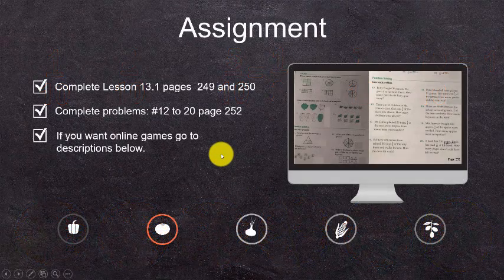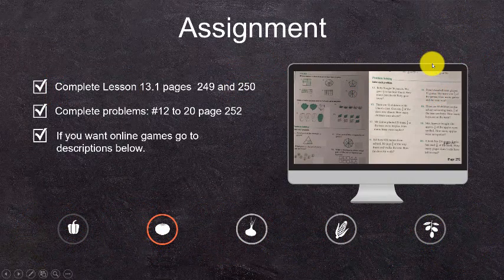Oh, very good. Now, your assignment: complete lesson 13.1 on pages 249 and 250. And complete the problems in lesson 13.2, but only problems number 12 to 20, that you have here on page 252.